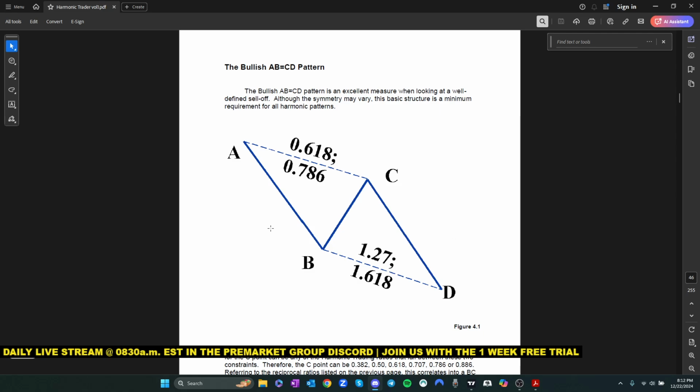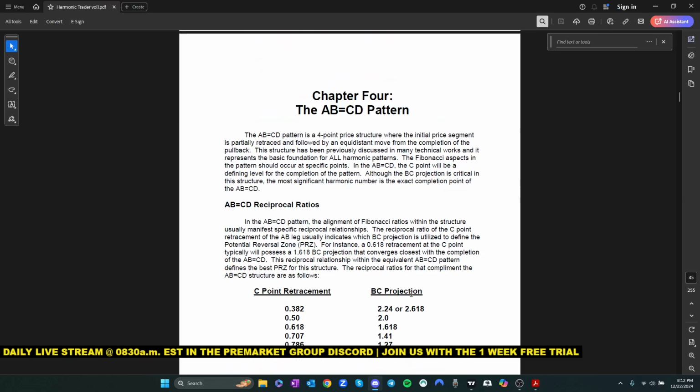It's kind of like a diamond looking pattern, and this pattern basically is showing a trend. So this one right here is showing a bearish trend or a downtrend, and there's also one that shows a bullish trend as well. So all these ratios apply to each.